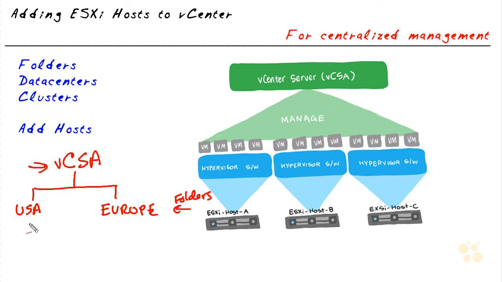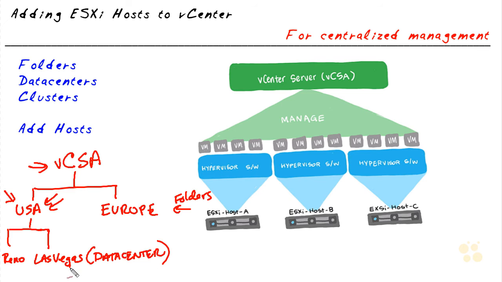And then within each of those folders, we can create logical data centers. For example, if we have a data center in Las Vegas and we have another one in Reno, we could create individual data centers in that USA folder. And then within the data center, we might have lots of ESXi hosts. So for example, let's take these three right here. We have ESXi host A, B, and C. Let's say they're all in the USA. They're all part of the Las Vegas data center.